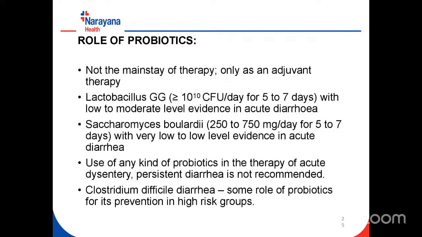And the dose: Lactobacillus more than 10 raised to 10 CFU per day for 5 to 7 days. The evidence is low to moderate level. Saccharomyces boulardii used to be used a lot, but now the evidence is very low to low level in acute diarrhea. It's 250 to 750 milligrams per day for 5 to 7 days. And any kind of probiotics in the therapy of acute dysentery and persistent diarrhea is not recommended. Clostridium difficile, some role may be there for prevention in high risk groups as well.